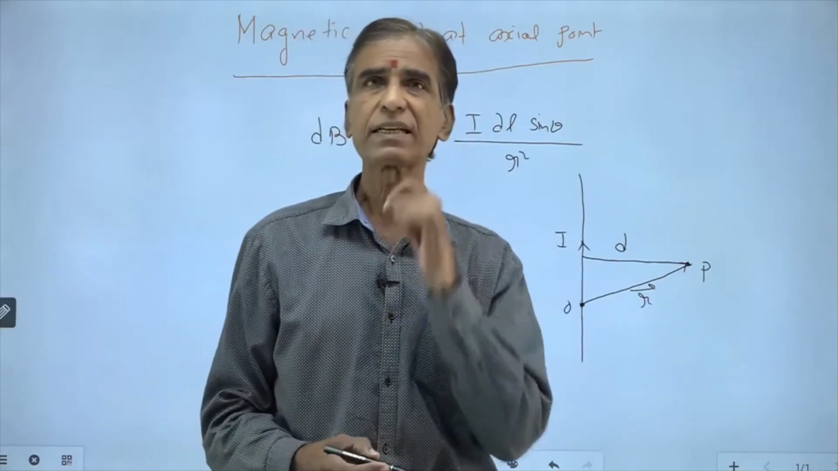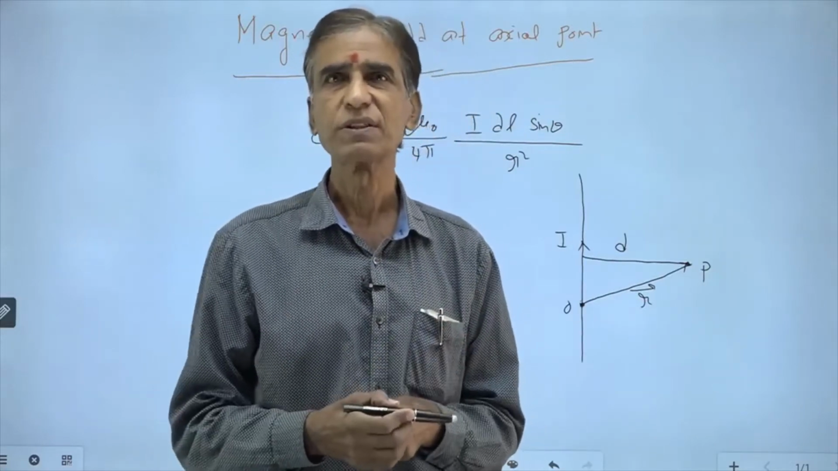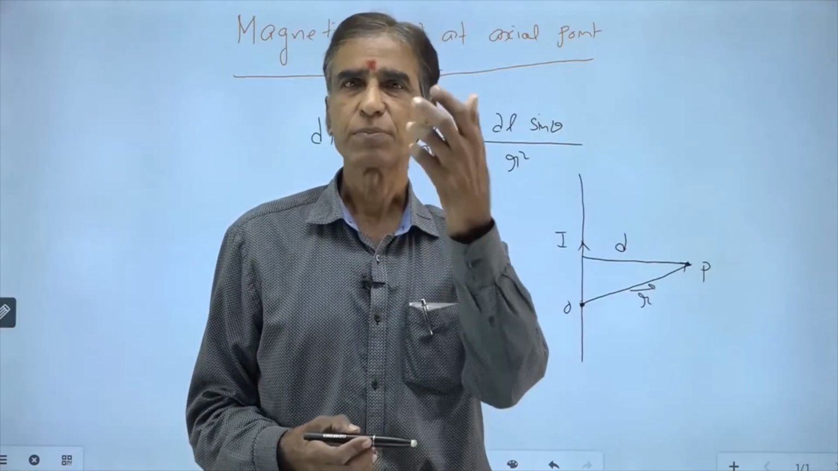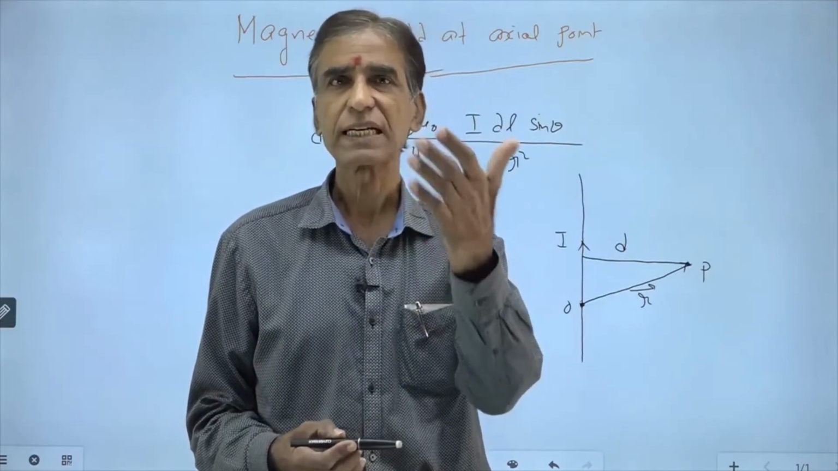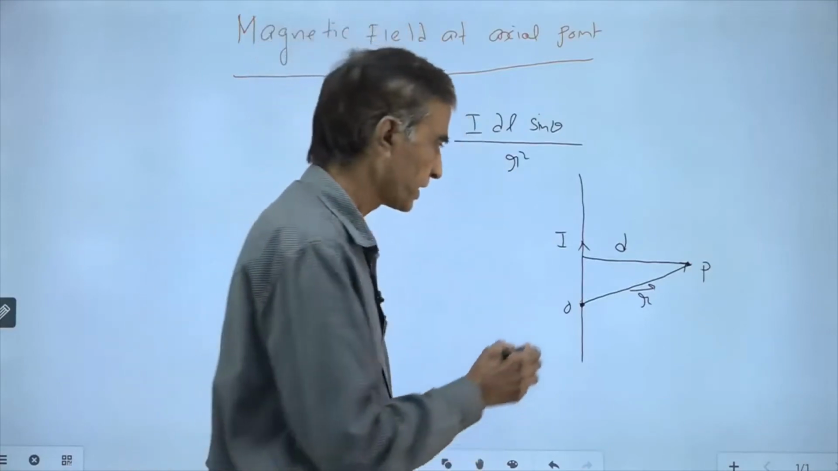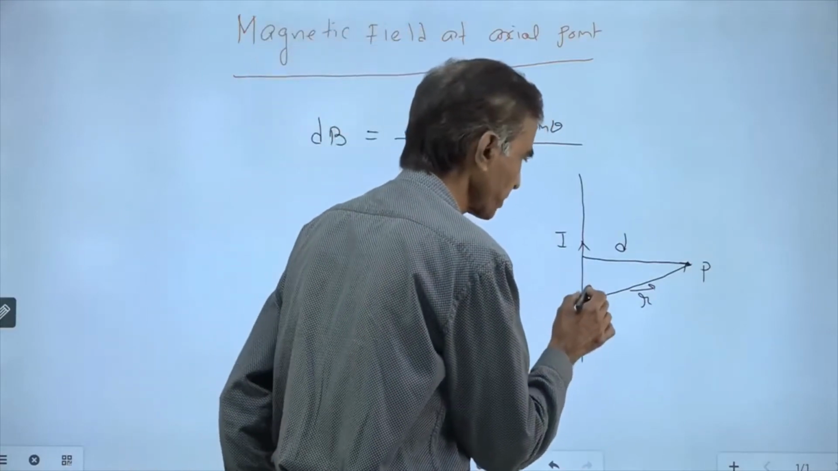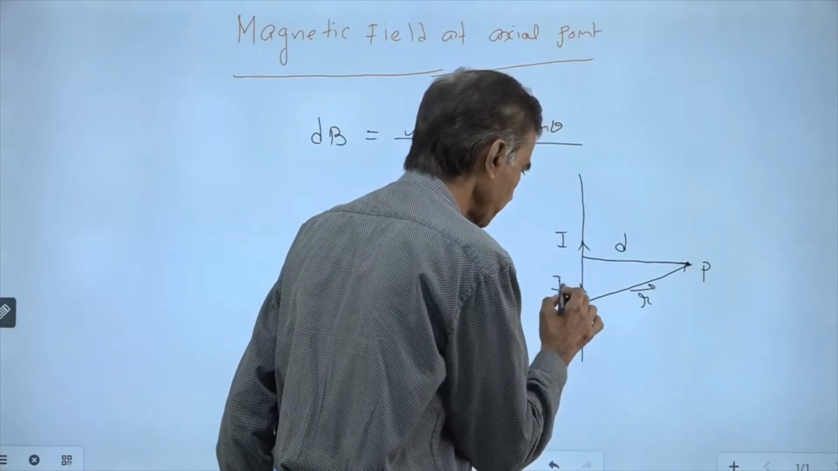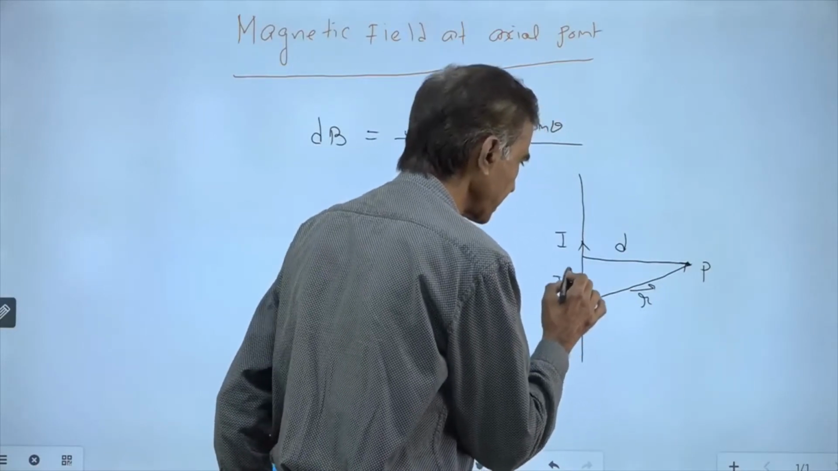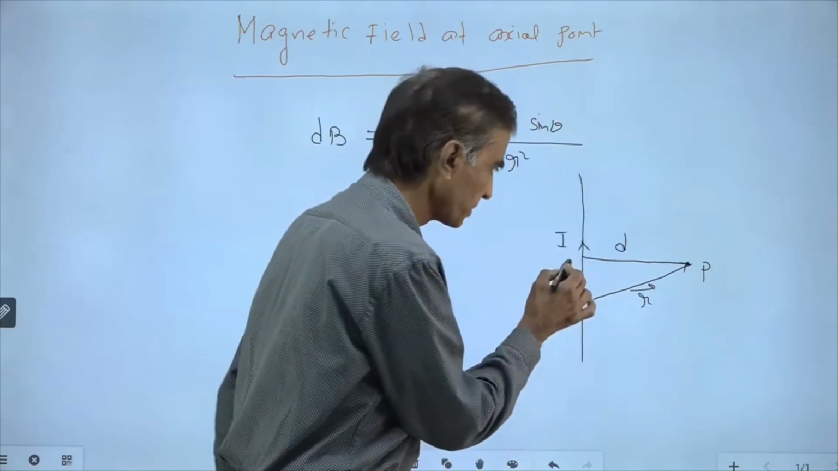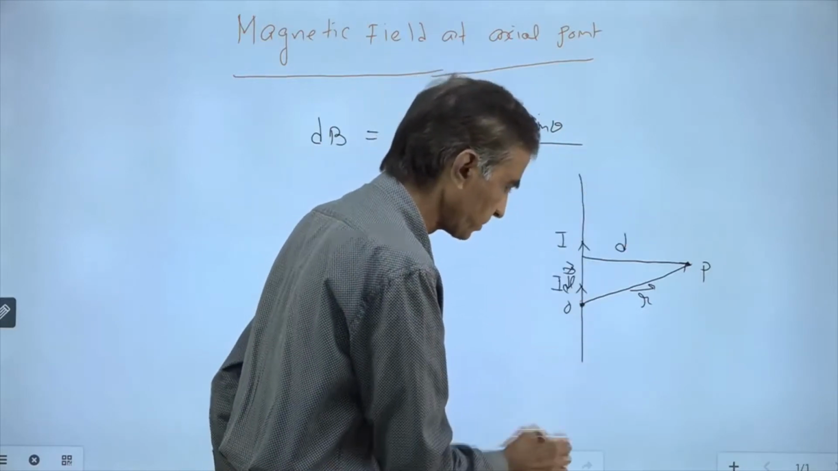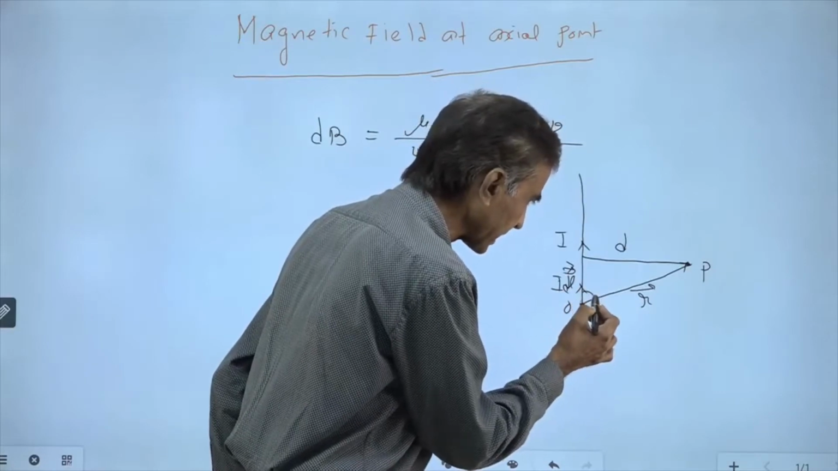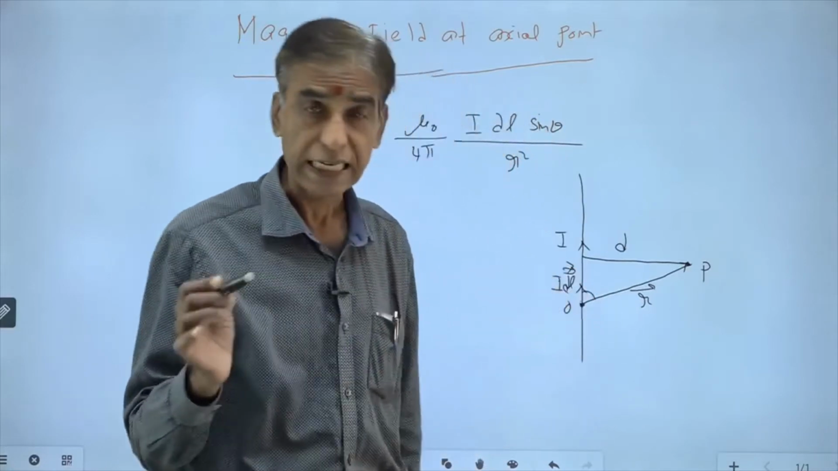So what is that theta value? Theta is the angle made by my position vector with the current element direction. So this is my current element direction, isn't it? I am taking this as my I dL, my current element vector. So this position vector is making an angle with our current element.